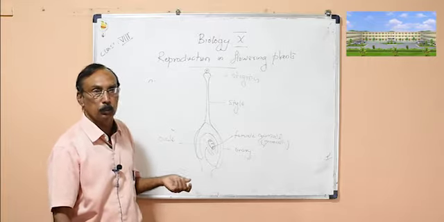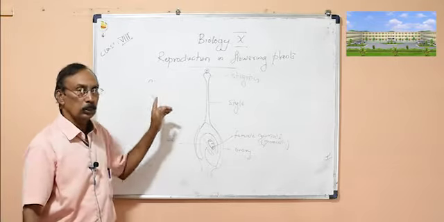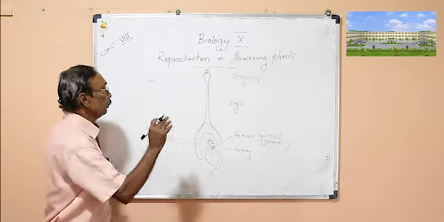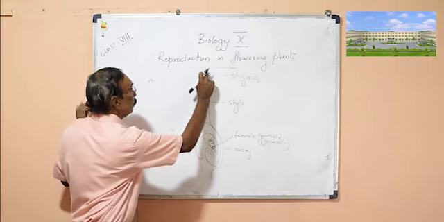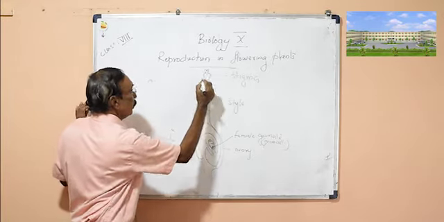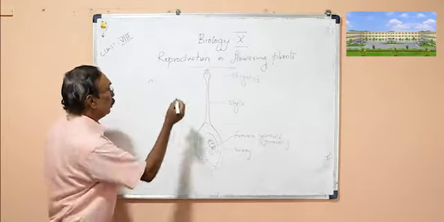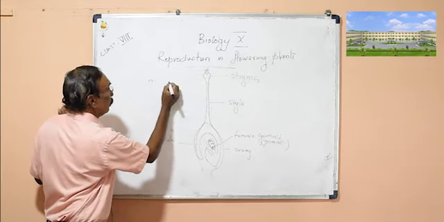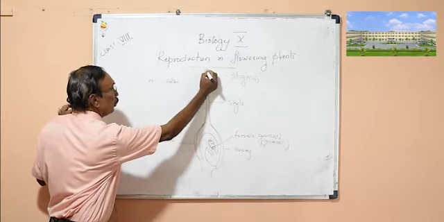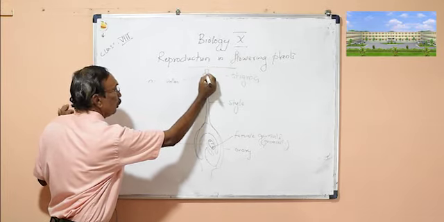Yesterday we studied what pollination is. The transfer of pollen grain from the anther to the stigma is called pollination. After pollination, what would happen? From the pollen grain, a small tube will start to grow. This is called a pollen tube. The nucleus inside the pollen grain will also get into the pollen tube.